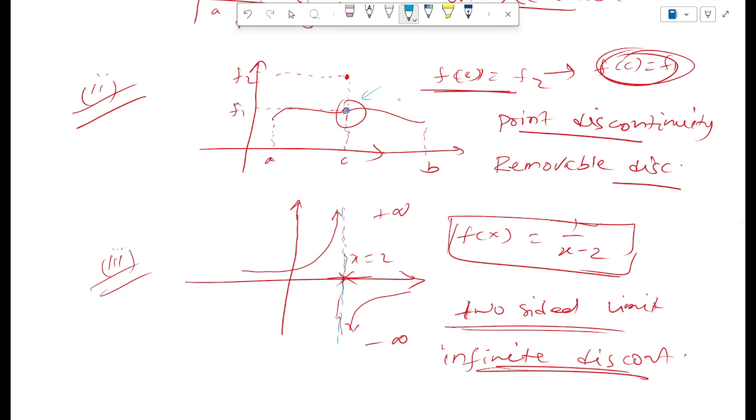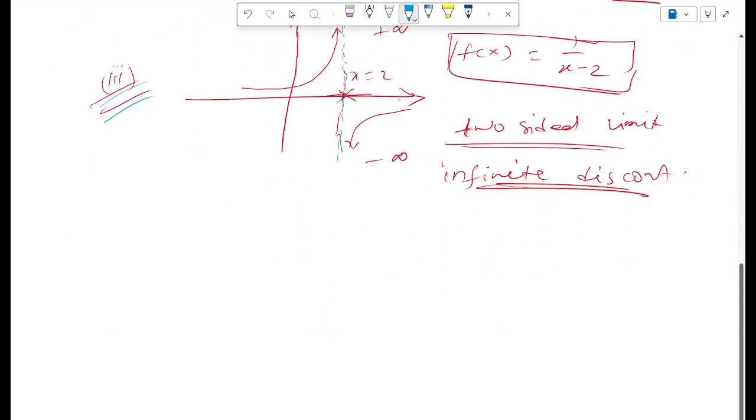So here clearly, if you see intuitively, this graph has broken at x equal to 2, because at x equal to 2, if we move slightly towards the left, we get positive infinity, and if we move slightly towards the right side, we get negative infinity. That means you can see how drastic a change happened by just slightly moving in the neighborhood of x equal to 2. So this is infinite discontinuity.